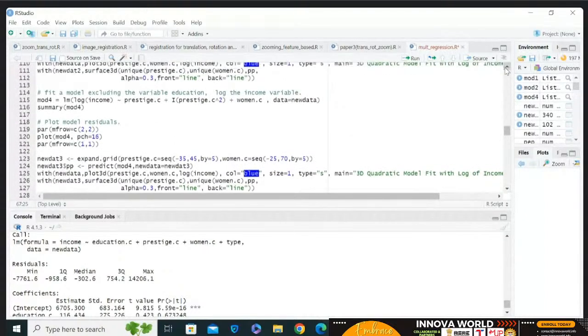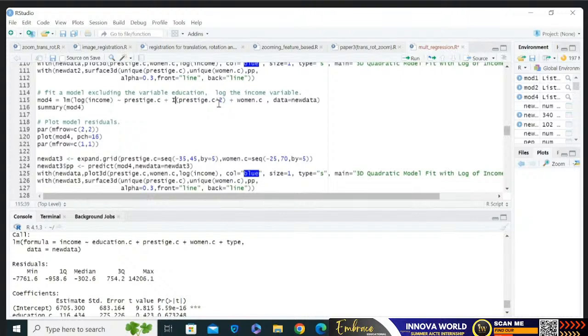As I had shown you previously, prestige.c was not significant for that model, right? Now instead of prestige.c, suppose we want to also use the square of prestige.c, the quadratic of prestige.c. How to incorporate that in our model along with prestige.c? We have to write I of prestige.c square. We cannot just write prestige.c square. We have to write I, meaning indicator, of prestige.c square.